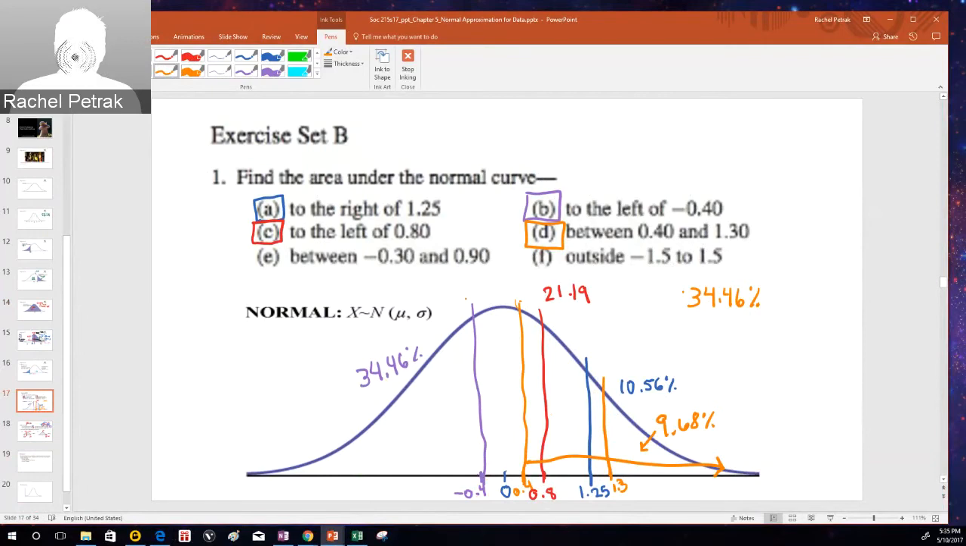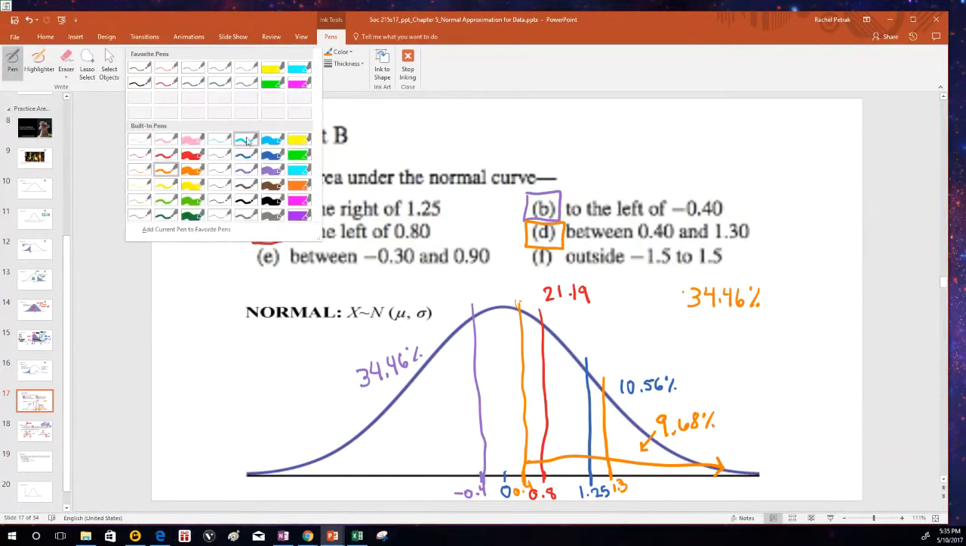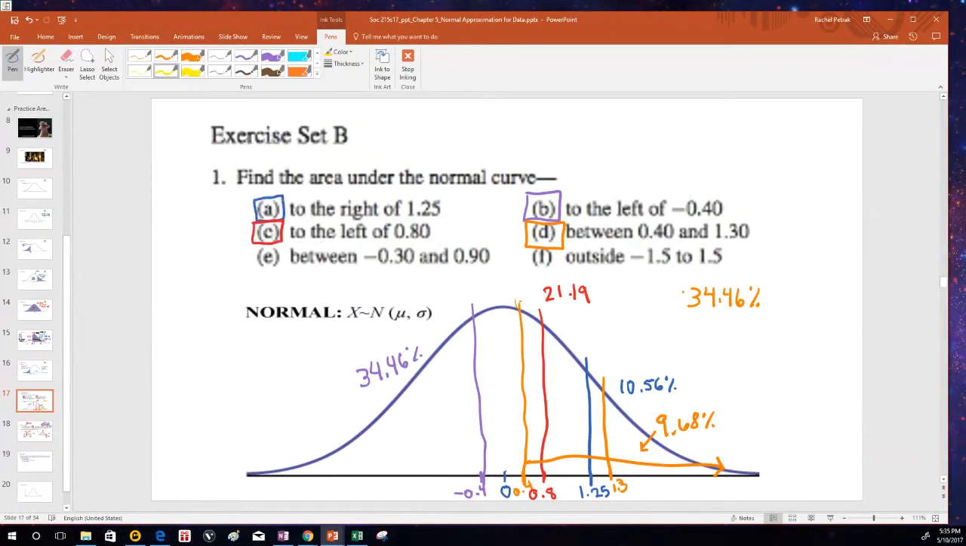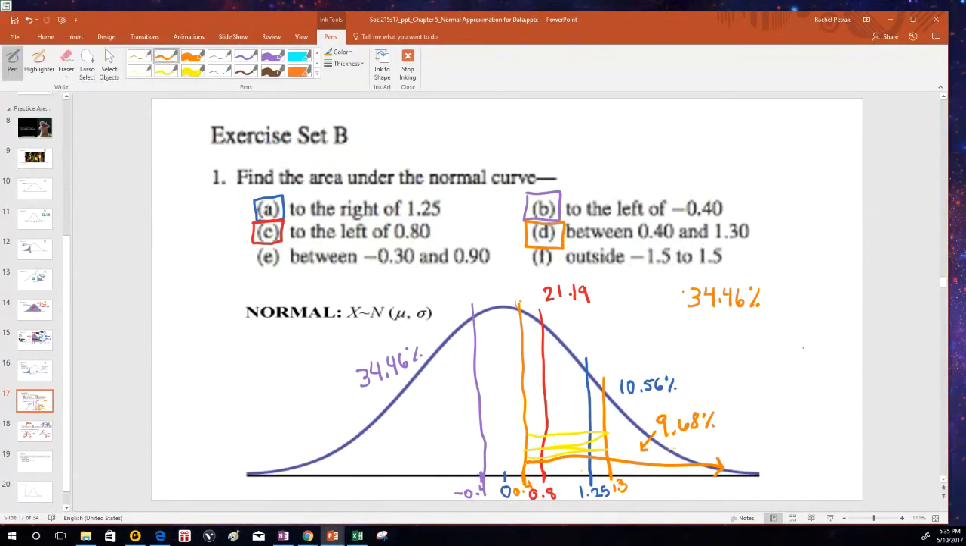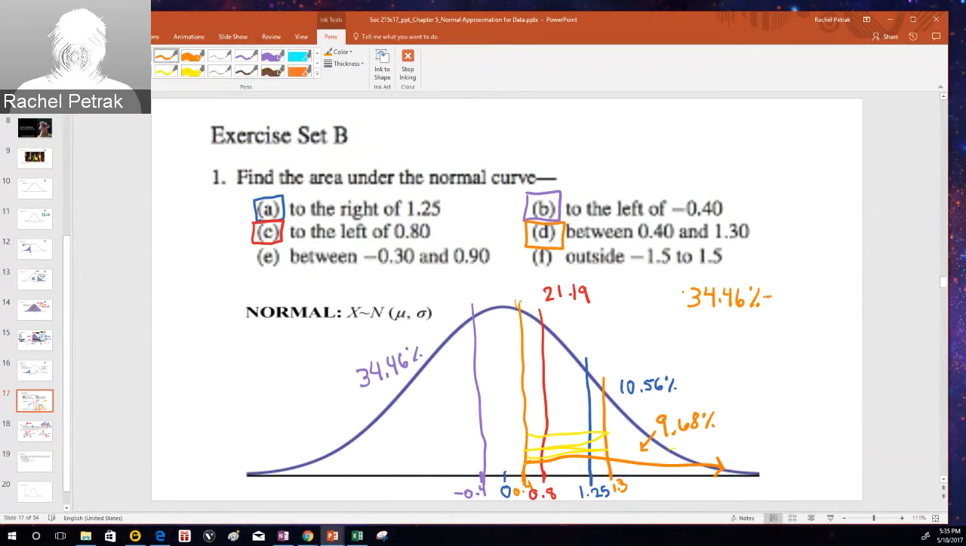So to get this proportion right, that I'm shading in yellow here, the proportion between our scores, we're going to subtract out this 9.68 from the total proportion beyond 0.4. So I have 34.46 minus 9.68%.